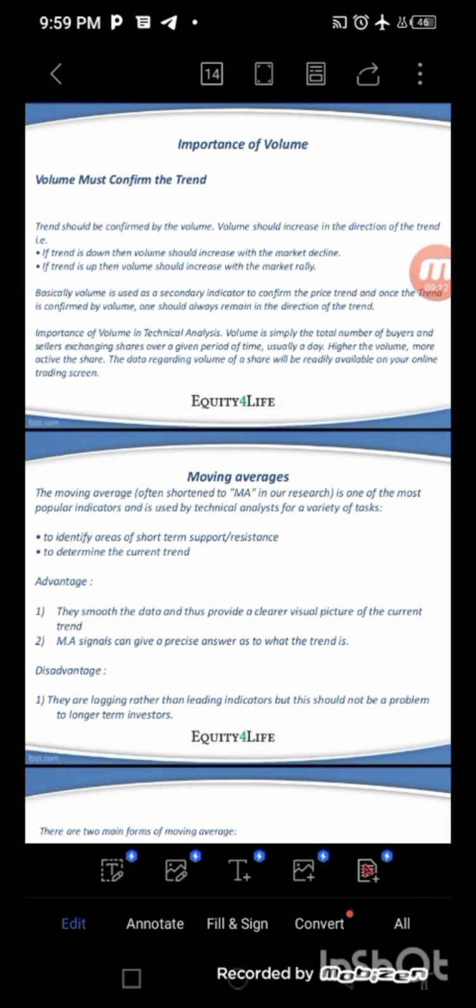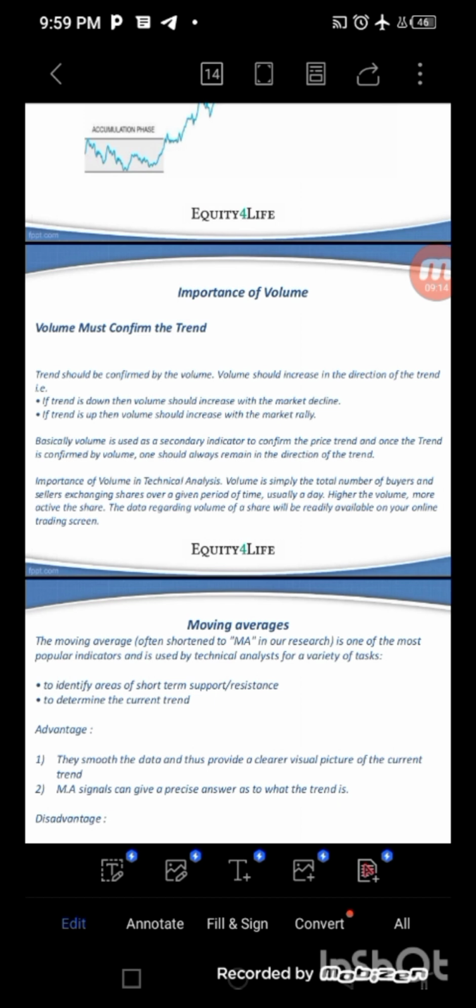So these are just normal patterns of volumes. A trend should be confirmed by volumes. Volume should increase in the direction of the trend. If the trend is down, then volume should increase with market declines. If the trend is up, then volume should increase with market rallies. Basically, volume is used as a secondary indicator to confirm the price trend, and once the trend is confirmed by volume, one should always remain in the direction of the trend.